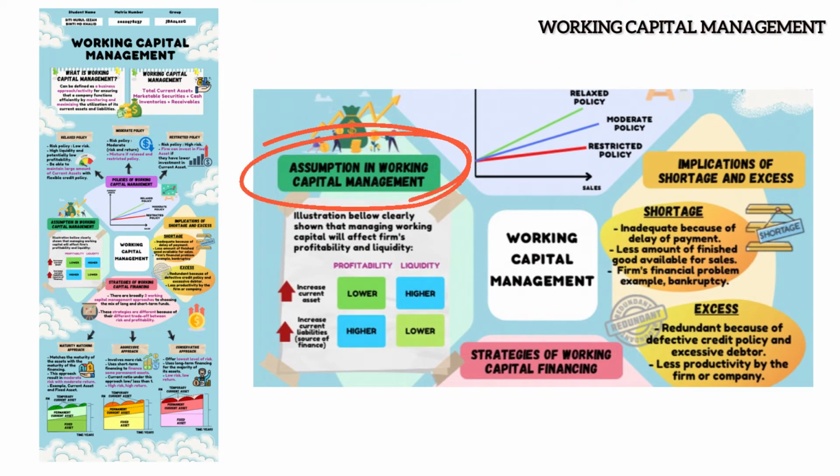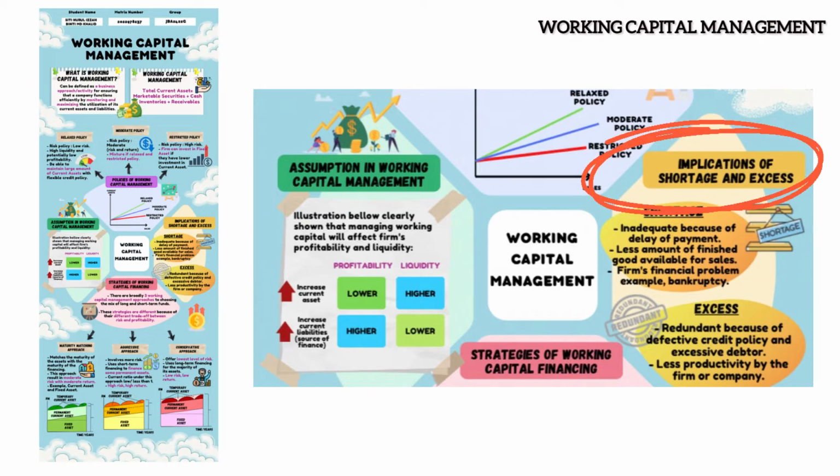Assumption in working capital management. The illustration below clearly shows that managing working capital will affect the firm's profitability and liquidity. If the current assets increase, the profitability will be lower and the liquidity will be high. However, if the current liabilities, which are the source of finance, increase, the profitability will be higher and the liquidity will be low.